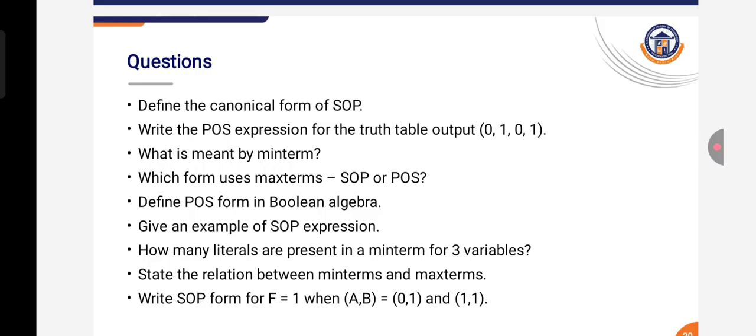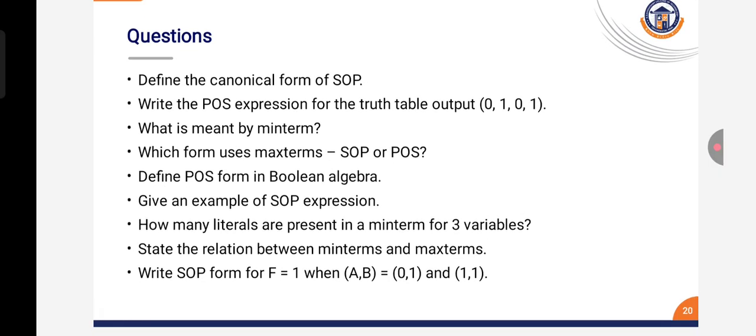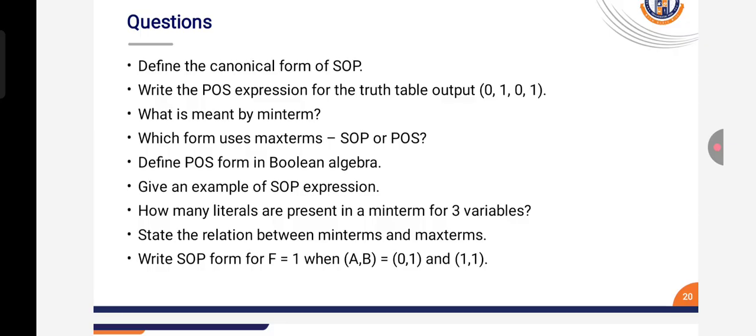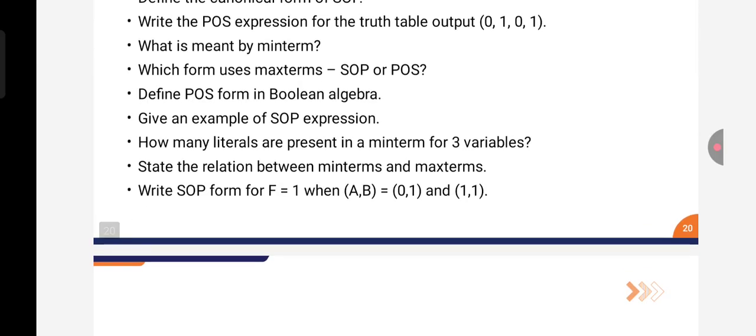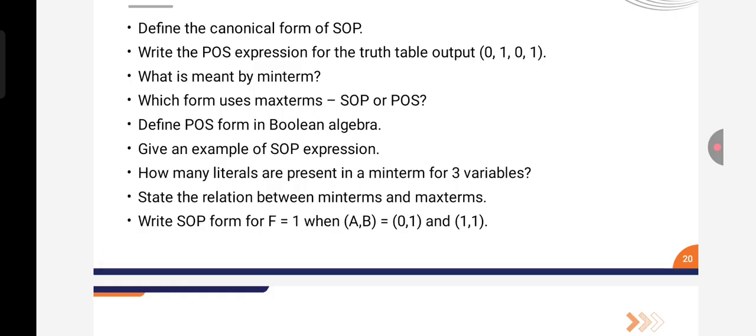This slide shows the questions. Try to answer these questions. Define the canonical form SOP. Write the POS expression for the truth table output 0 1 0 1. What is meant by minterm? Which form uses max terms, SOP or POS? Define POS form in Boolean algebra. Give an example of an SOP expression. How many literals are present in a minterm for 3 variables? State the relation between minterms and max terms. Write the SOP form for f equal to 1 when AB is equal to 01 and 11.